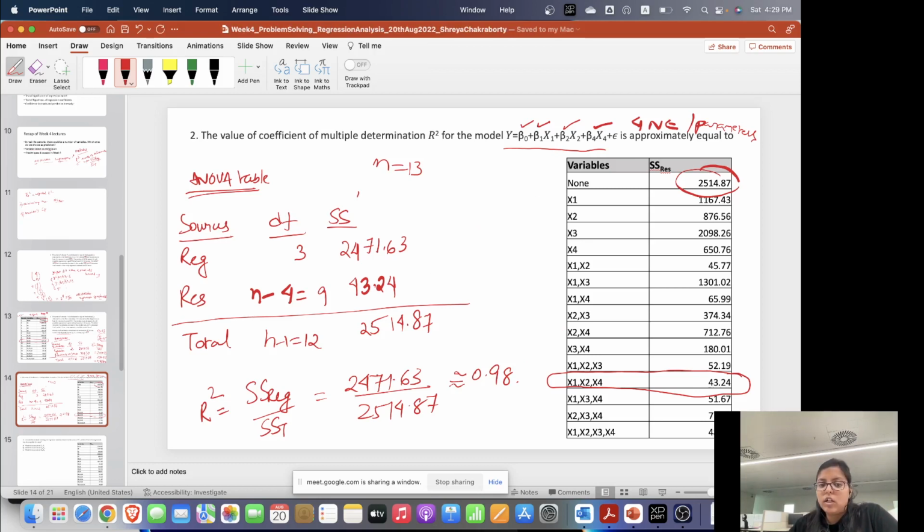Even though we did not need the degrees of freedom calculation over here, it is very important to note that this degrees of freedom will vary with the number of parameters that we are estimating. So this concept is very important and it should be very clear. Okay, so I'll move on to the next question.